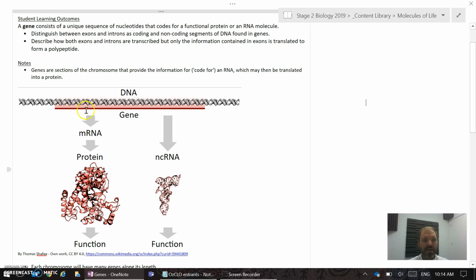Now, if that RNA is an mRNA, that is translated into a protein that has some sort of function, or if that RNA instead is some sort of non-coding RNA, which doesn't code for a protein, the RNA itself might have a function. In this case, that's an example of tRNA, which we talk about when we look at protein synthesis. tRNA is for transfer RNA. There's also ribosomal RNA, or rRNA, which forms part of the ribosome.